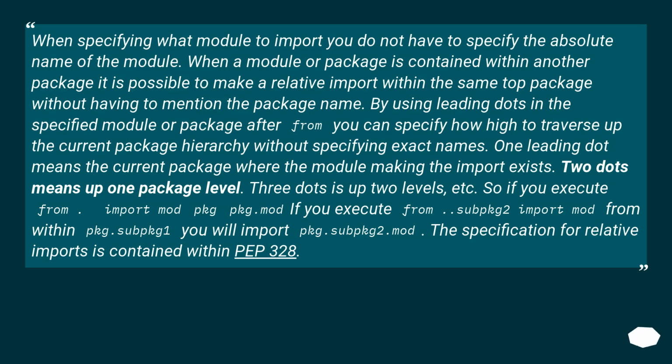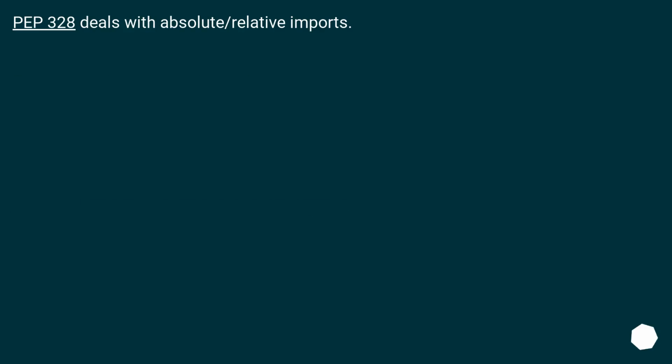One leading dot means the current package where the module making the import exists. Two dots means up one package level. Three dots is up two levels, etc. So if you execute from ..sub2 import mod from within pkg.sub1, you will import pkg.sub2.mod. The specification for relative imports is contained within PEP 328. PEP 328 deals with absolute/relative imports.